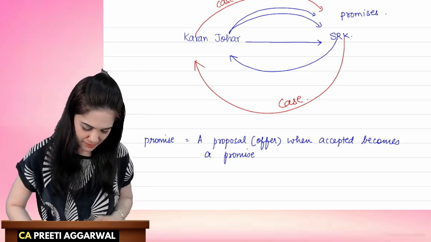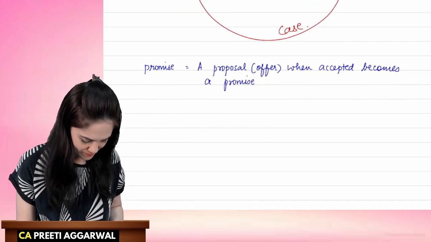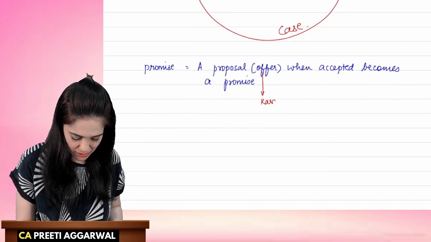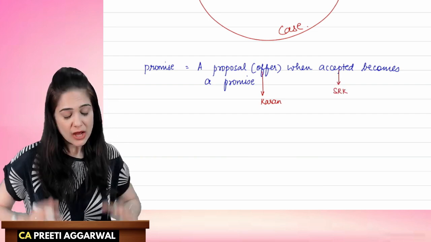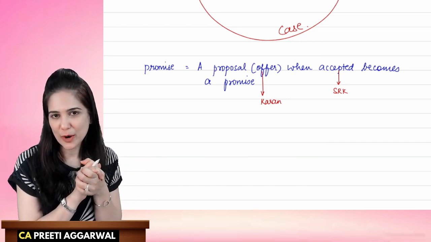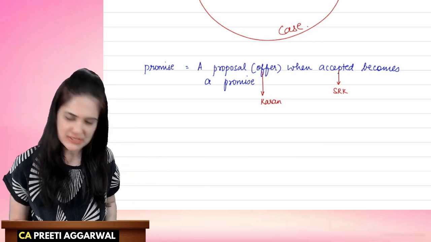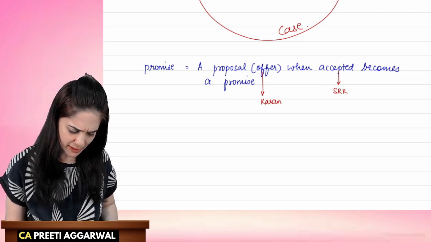In my example, who had given the offer? Who had given the proposal? Karan. And who accepted that proposal? Shah Rukh. A proposal, when accepted, becomes a promise. Was there just one promise in my example? No, there were many promises.